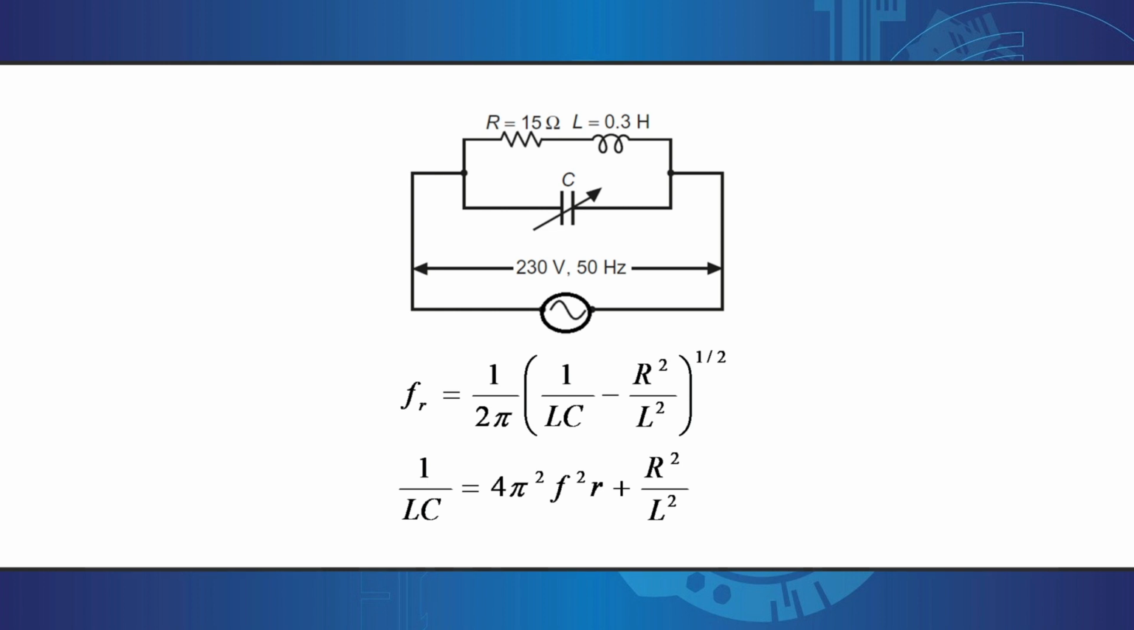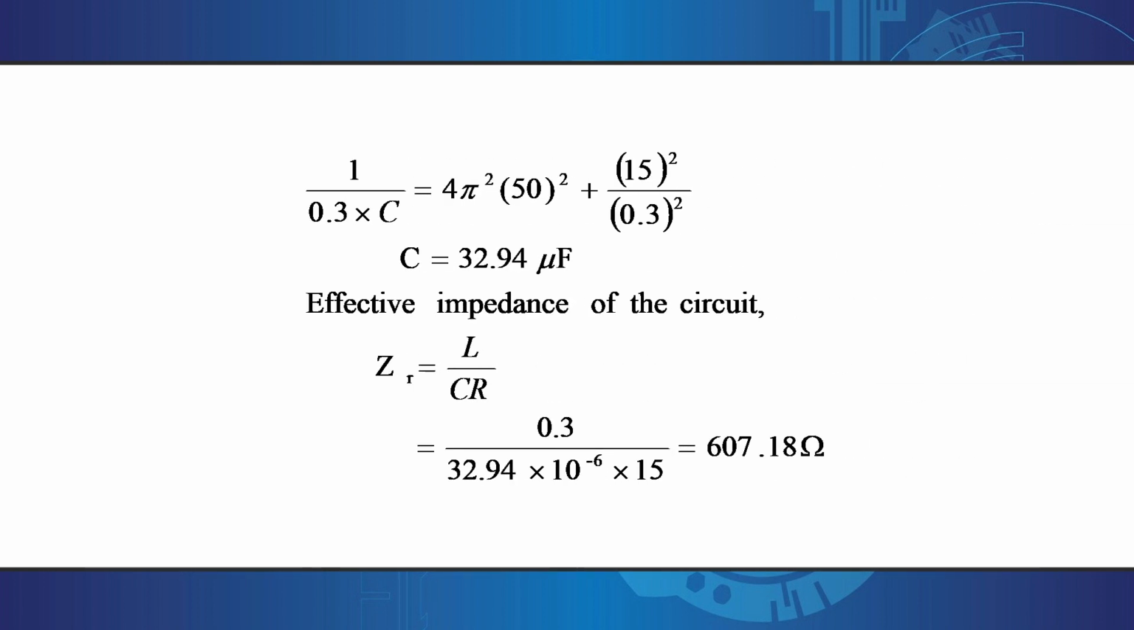The resonance frequency can be written as 1 upon 2 pi under root 1 upon LC minus R square upon L square. So you can write this expression as 1 upon LC equal to 4 pi square fR square plus R square upon L square. Just put the values of the different parameters given in this question. After solving, you find the value of capacitance, which comes out equal to 32.94 microfarad.